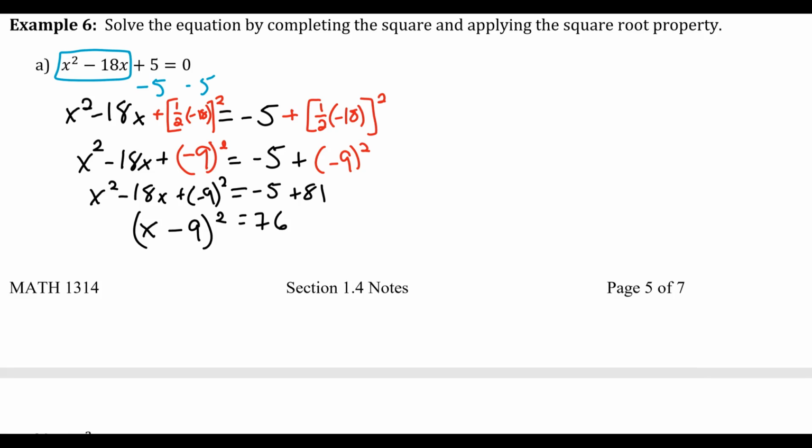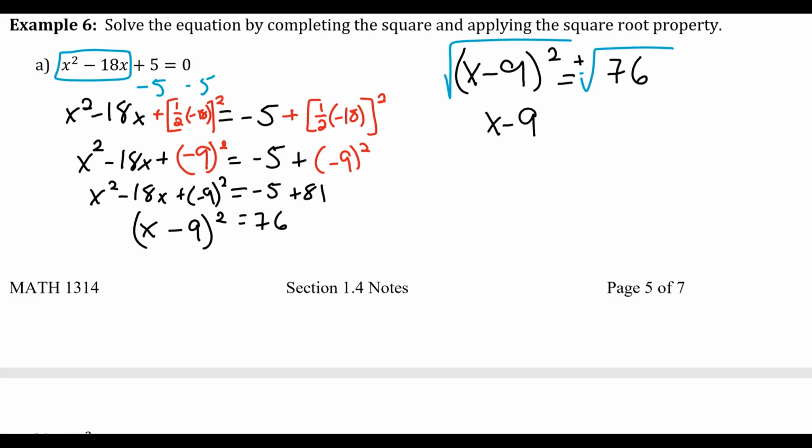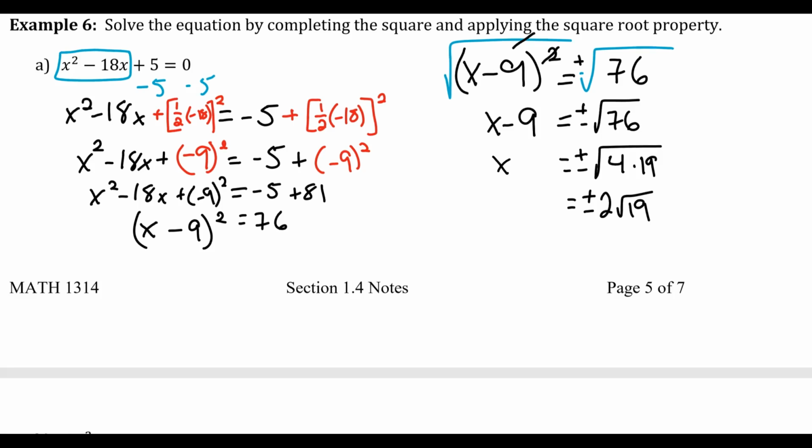Now it's in the format that I can use the square root property. Okay, so what I'm going to do is take plus or minus the square root of 76 and the square root of this side, and I'm going to get x minus 9, because remember this cancels with this, is equal to the positive or negative square root of 76. 76 actually simplifies down into 4 times 19, so I get plus or minus 2 square root of 19, and I still have an x minus 9 on the left side.